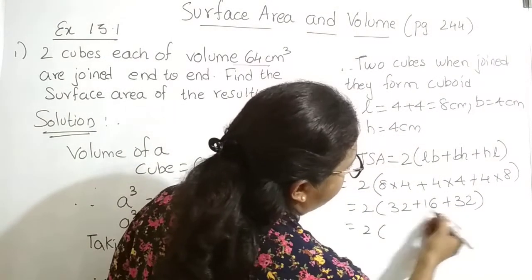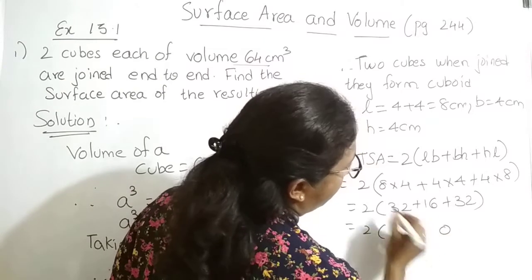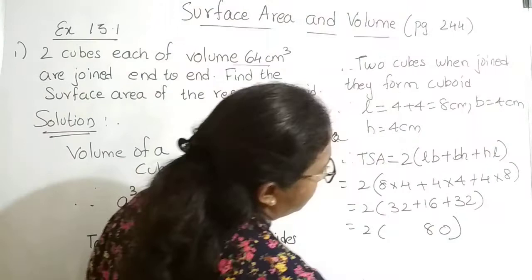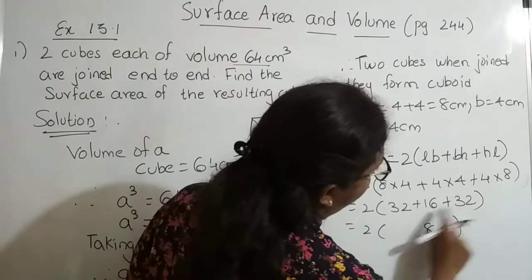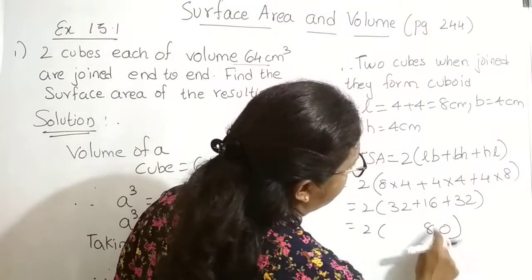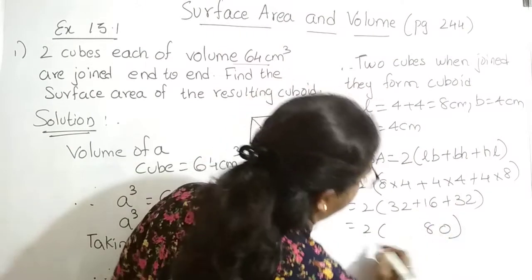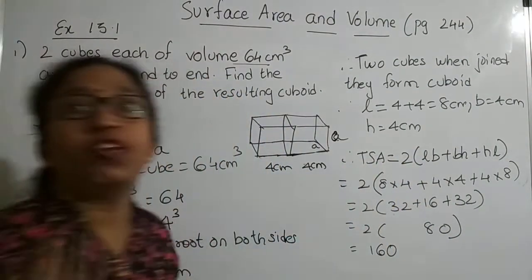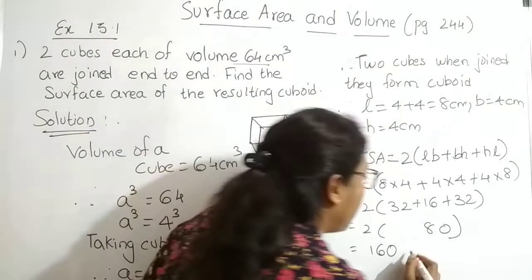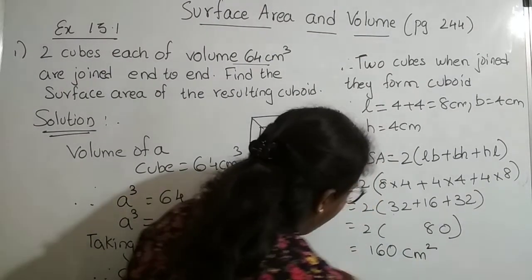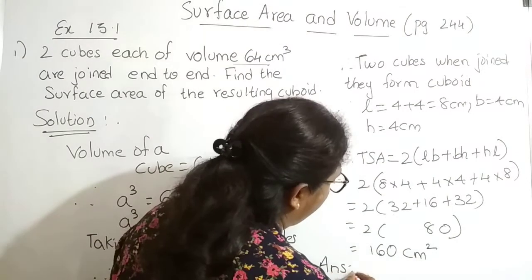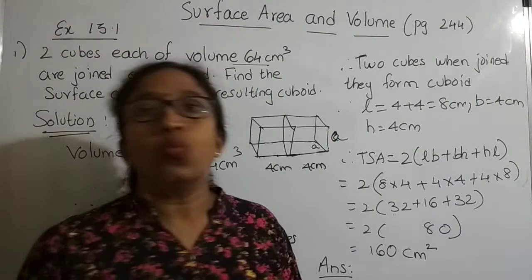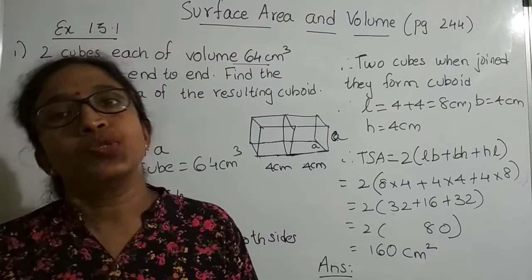I'm adding the units place: 2, 4, 8, 10. So I have 80. I hope I'm right. Let's check: 16 plus 32 is 48, plus 32 is 80. This is 80, and this is 160. It is total surface area, so here we have centimeter square. At the last, don't forget to write the answer. Therefore, the surface area of the resulting cuboid is 160 centimeter square. Correct?